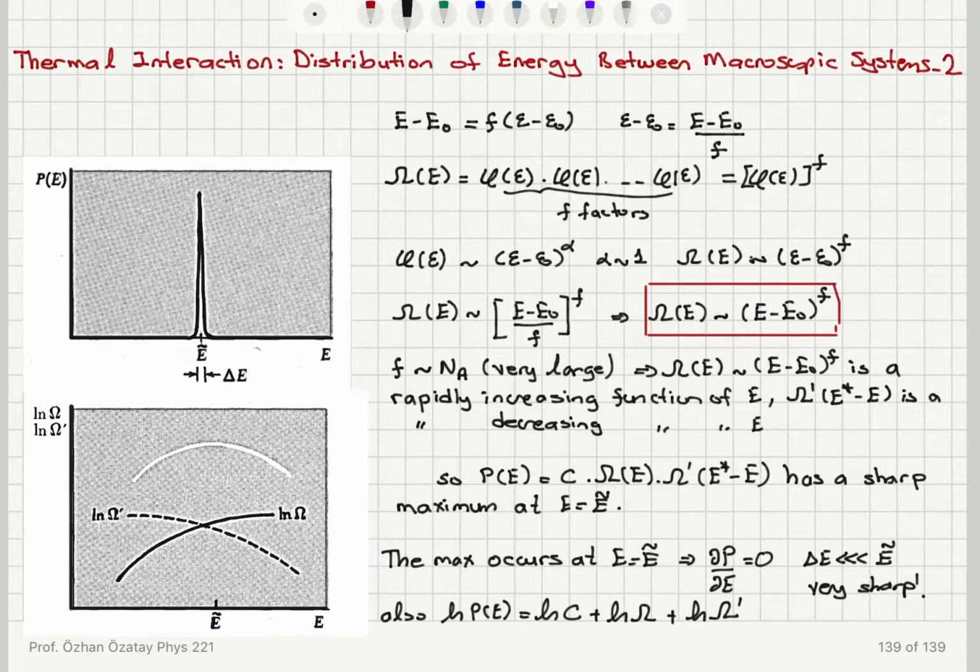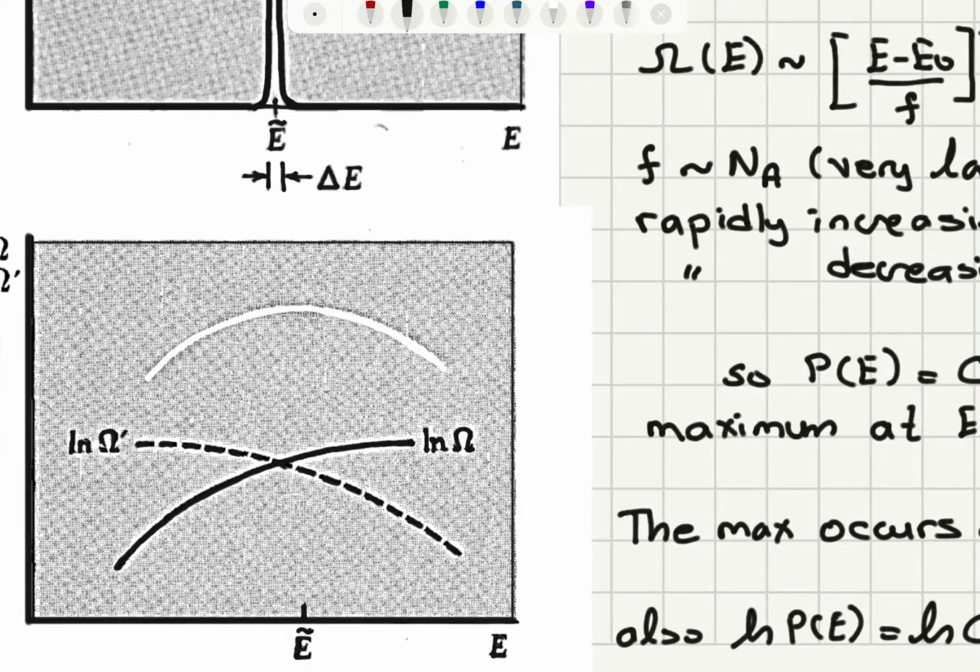Now, since the number of accessible states omega and omega prime are varying rapidly with energy, the natural logarithm has a somewhat slower dependence on energy E. So if you look at the natural logarithm of omega and the natural logarithm of omega prime, and if you add them up, you get this white curve, and this has a maximum also at this E tilde value.